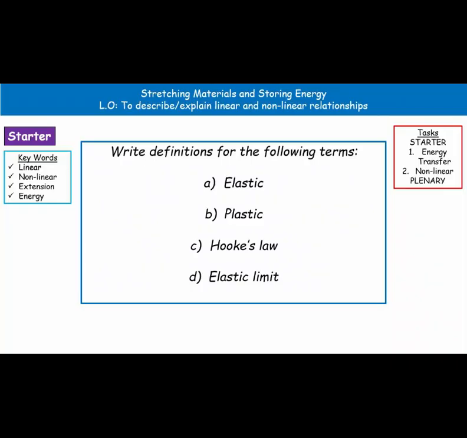So what we're going to be doing in today's lesson is having a look at stretching materials and storing energy. So hopefully by the end of this you can explain the difference between linear and non-linear relationships.